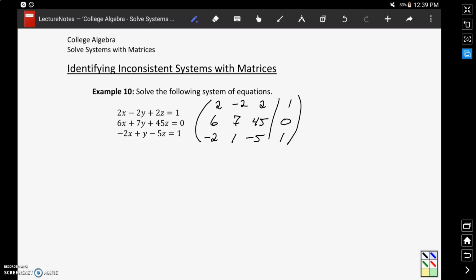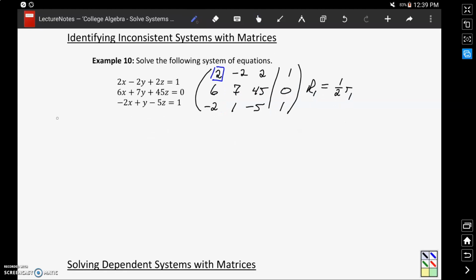Looking at example 10, we can see that we have a case we haven't encountered yet, where our first step isn't taken care of for us. Row 1, column 1, in this case, isn't a 1, so we need to start off by making that the case. So we'll update row 1 by taking 1/2 times all of our values in row 1. This will change our first row to be 1, -1, 1, and 1/2. And our remaining rows will be unchanged.